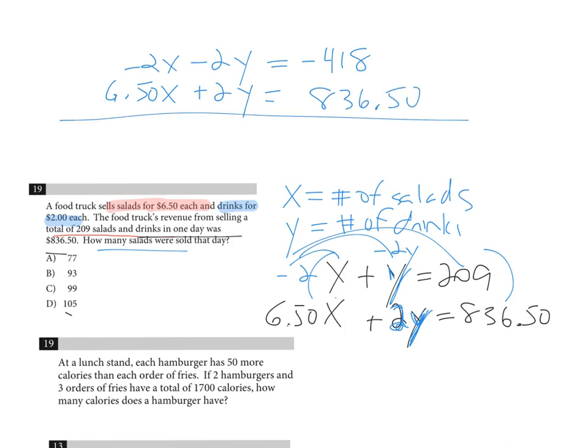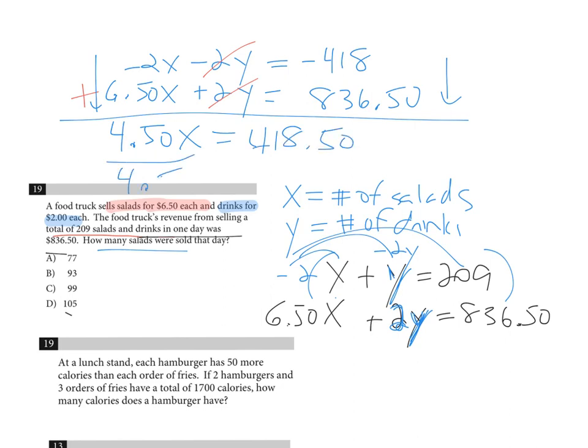Now, since the y's are opposites, I will add the equations together and the y's disappear. So I have negative 2x plus 6.50x, so that's positive 4.50x. The y's, like I said, are canceled. And then when I do negative 418 plus 836.50, here I'm left with a positive 418.50. And now when I divide both sides by $4.50, here I'm going to be left with x equals letter B, or 93.